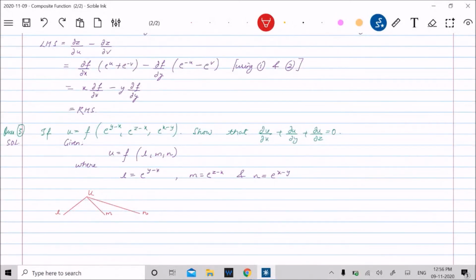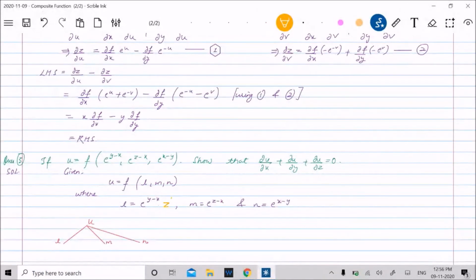No, sir, I think not. Can't you write it as multiplied with z to the power 0? What is z to the power 0?